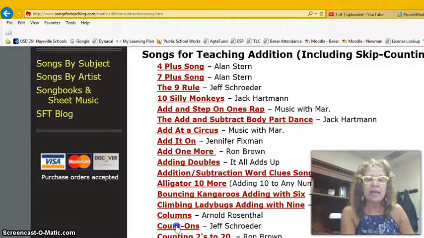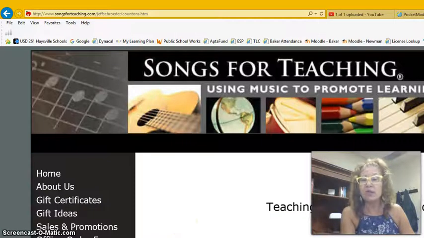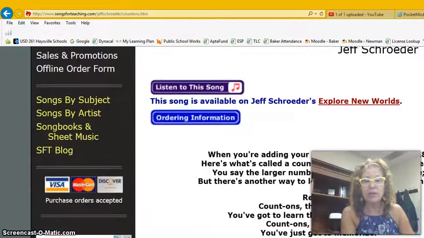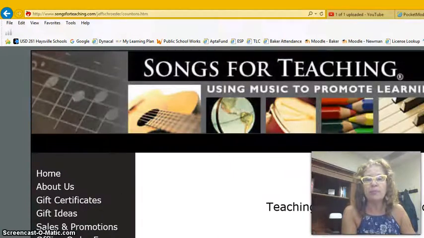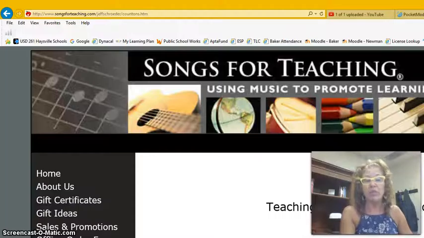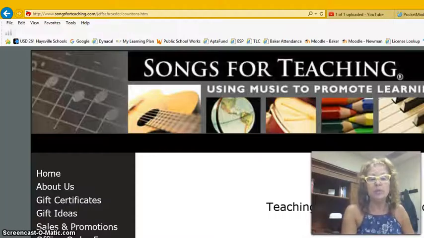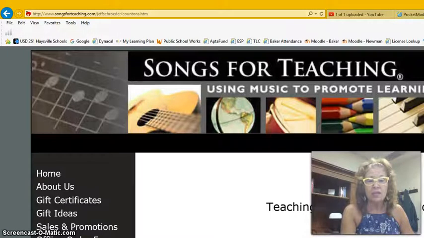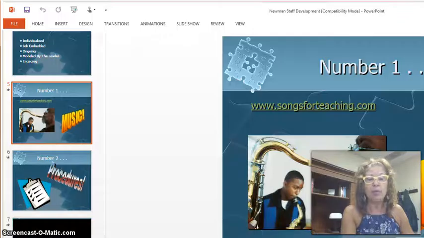And like I said, the lyrics to the songs are free. You see here you've got the lyrics to the songs. If you want to listen to the song, it'll play a snippet for you, and then you can download the song and it can be yours forever for 99 cents. So it's real affordable. But remember, using music when we do professional learning with both adults and students triples the power of our instruction. So I'm going to click over to our PowerPoint now.